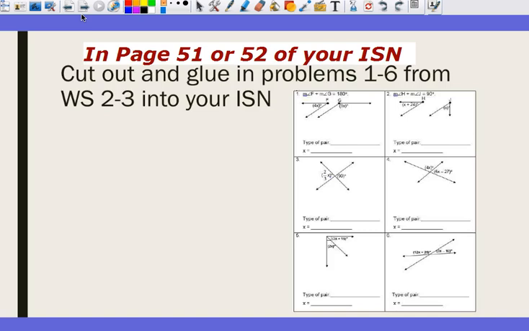Okay, take this green packet. You take this green packet, glue it into the problems are 1, 2, 3, 4, 5, 6. Glue it into your ISN. You have 2 options. You can either glue this entire page in there. You have more than 2 options. I don't care how these get in there. You can do them separately, all together, whatever you want to do. Just make sure they all get in there.